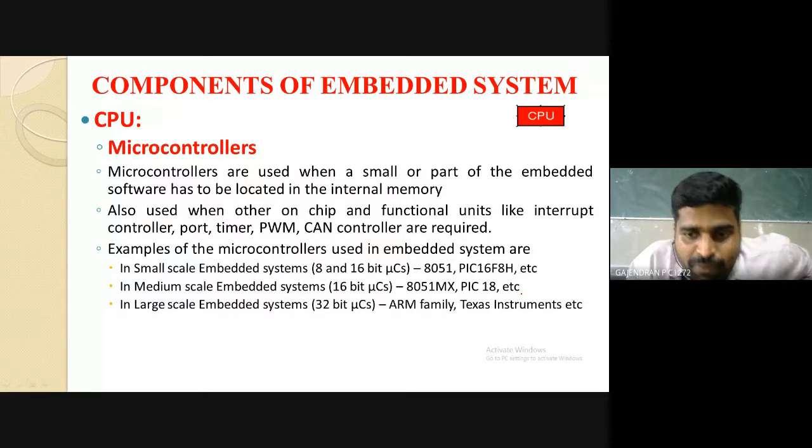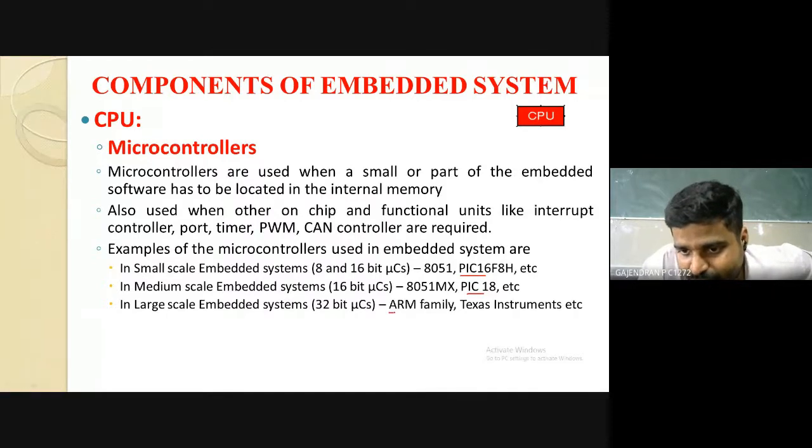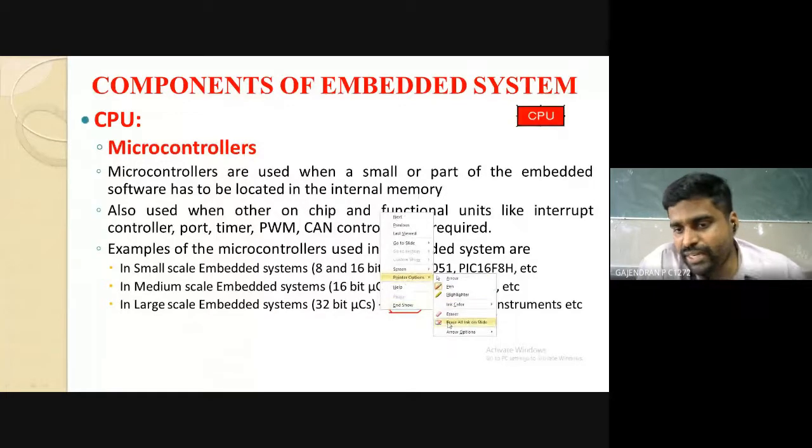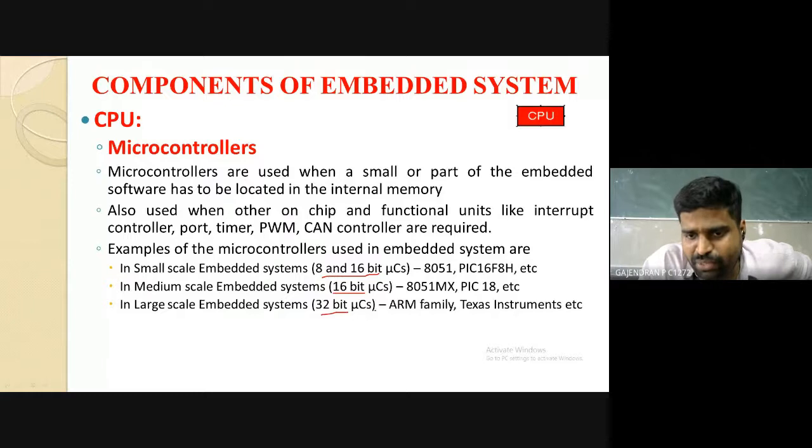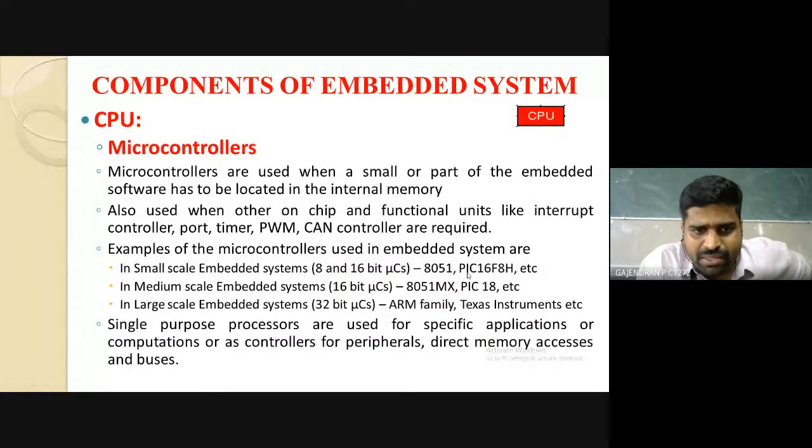Okay, but we are not going to touch these PIC and all. We are going to touch only the ARM family. Even in our KC, we have Texas ICs also. If you are interested, whenever you are in offline mode, try to get those ICs and do some projects. So these are all some types available based on the number of bits in the particular controller. Okay, that's all about your microcontroller.